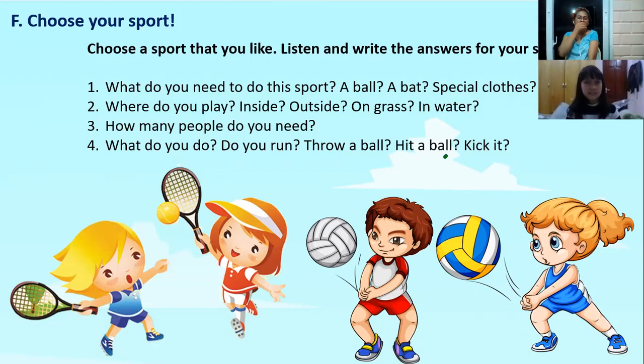I play tennis. It's two people. Two people in tennis. How about football? How many people do you think? Ten. Okay. So, what do you do when you play football? Do you run? Yes, in football you run. Do you throw the ball? I will throw the ball, catch it. Do you throw the ball in football? No.